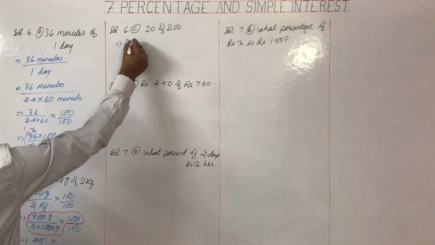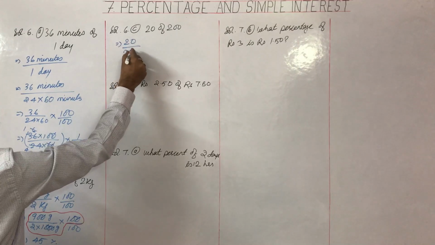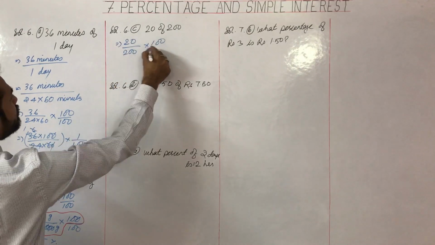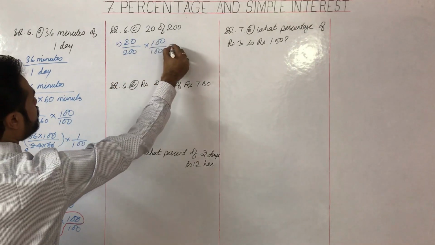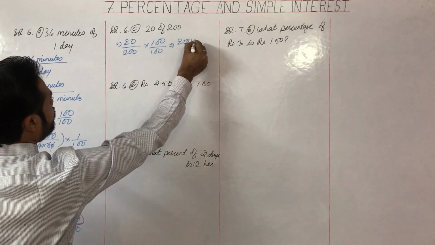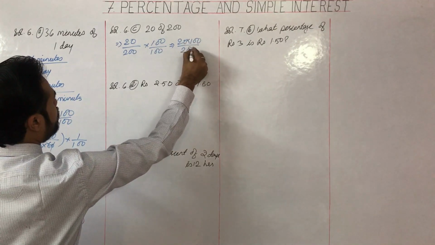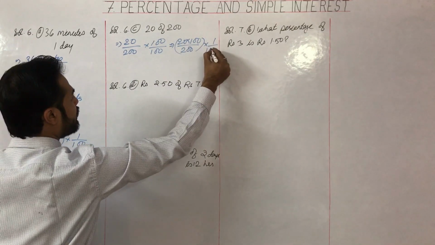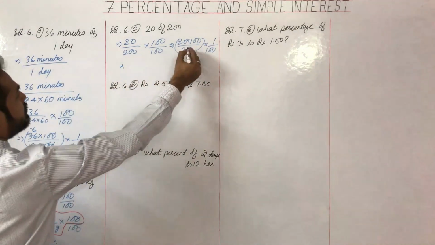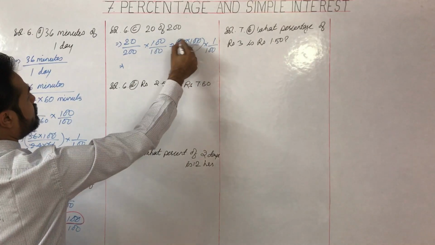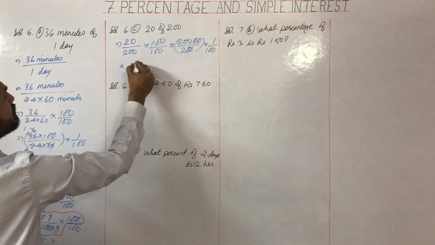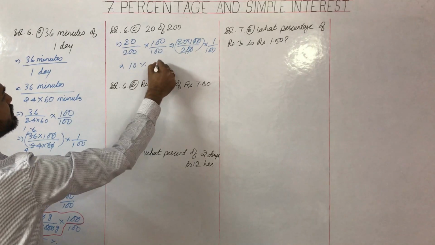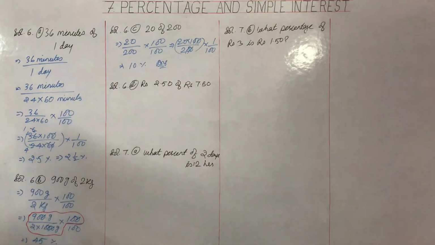Third, 20 of 200. Again 20 of 200 into 100 by 100. So 20 into 100 by 200, this into 1 by 100, and cancelling the zeros, 20 by 2 is 10. So 10, 1 by 100 means percent. 10% is the answer.